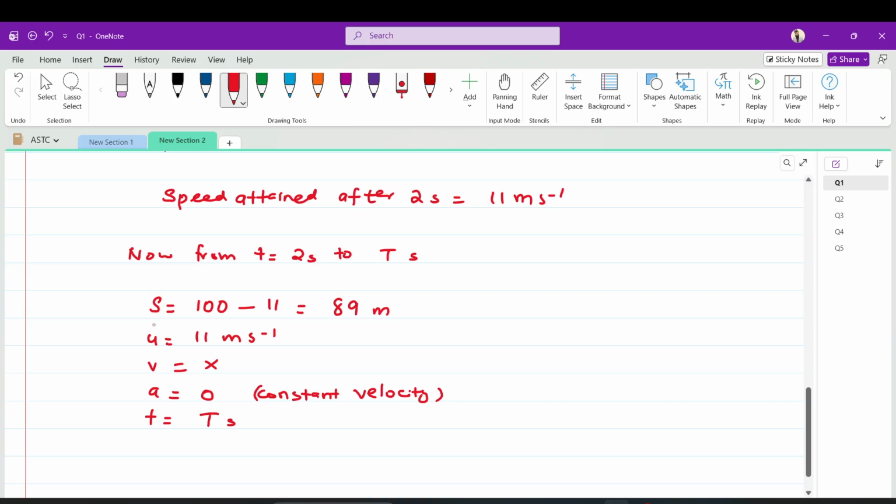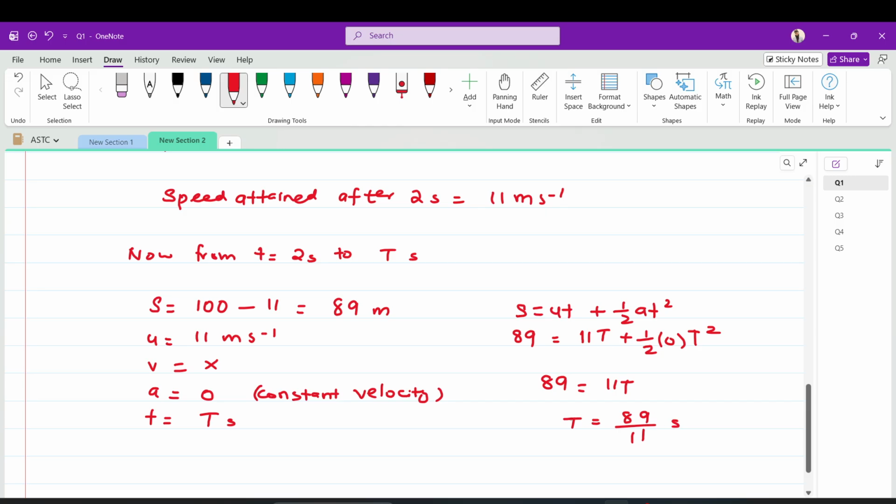So again we have s, u, a, t, so we can use the equation s equals ut plus half at squared. All right, now this is 89, and initial velocity is 11, and t is the capital T, plus half times acceleration, which is 0, so this entire term becomes 0. So we will be left with 89 equals 11t. T is equal to 89 divided by 11.